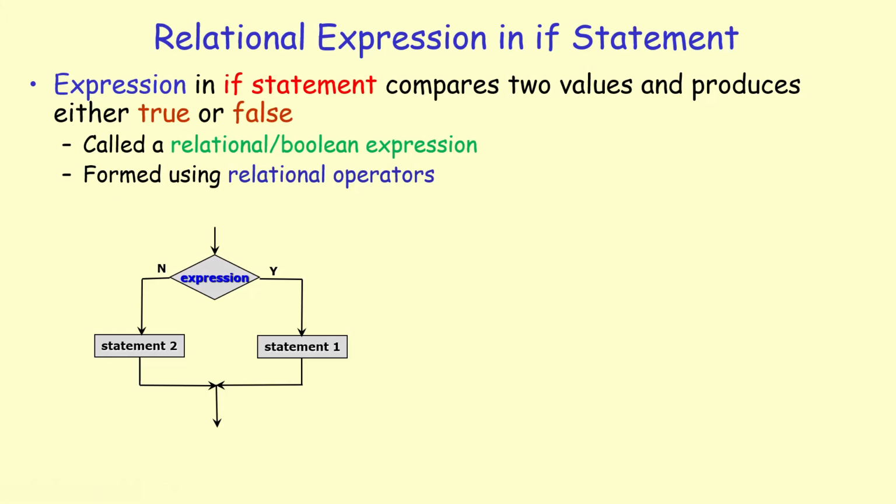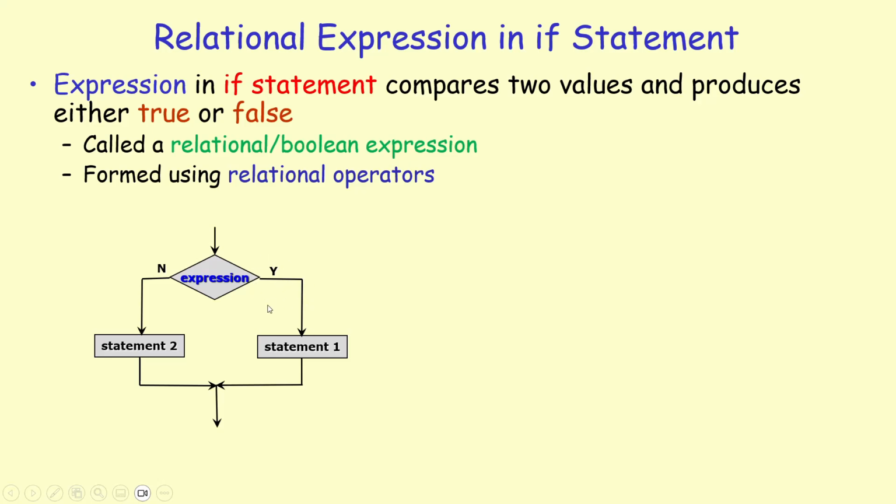In the last lecture, we looked into the if-else statement that had the following flowchart. So the control comes to a decision point, which is represented by a diamond, where we evaluate an expression that compares two values and produces either true or false. So depending on the result of this expression, we either take the yes part, the true part, or the else part.